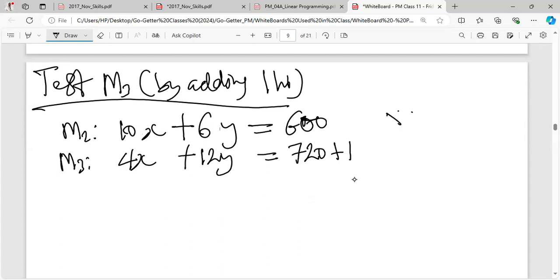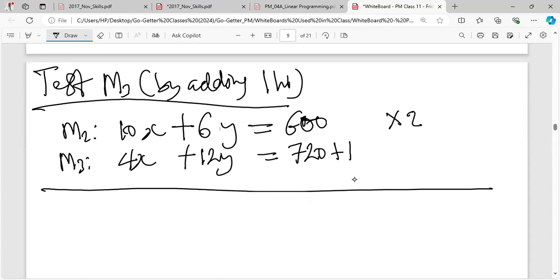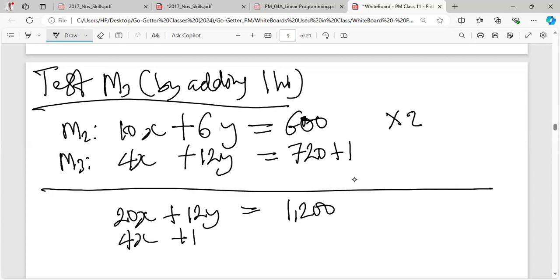So you can multiply this by 2 as we did before. So we have 2 times 10 gives us 20x. 2 times 6 gives us 12y. And this gives us 1,200. Then this will remain the way it is now, 4x plus 12y, but now this will be 721.